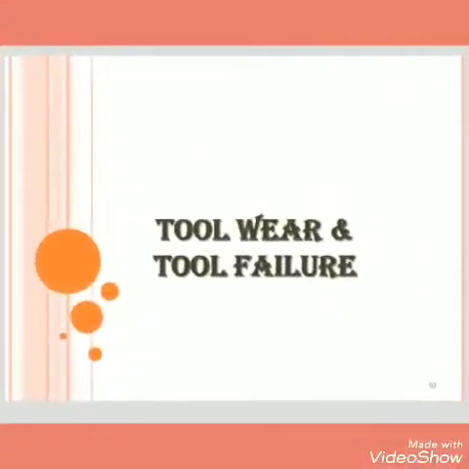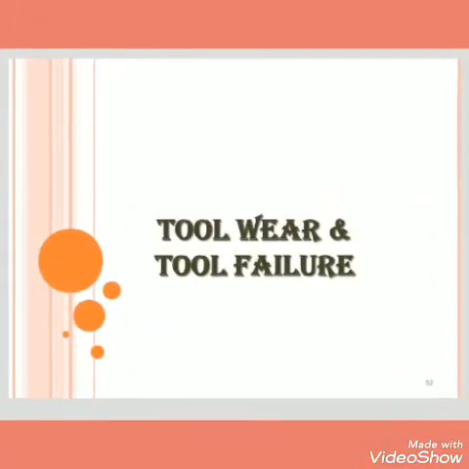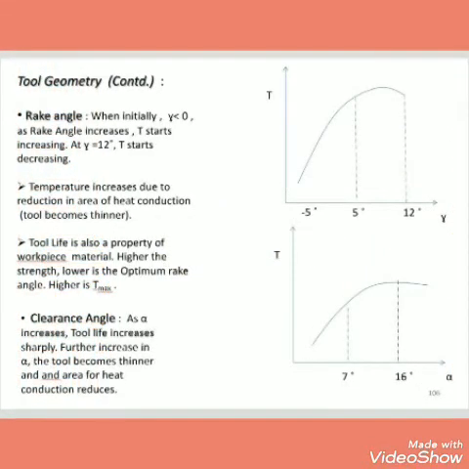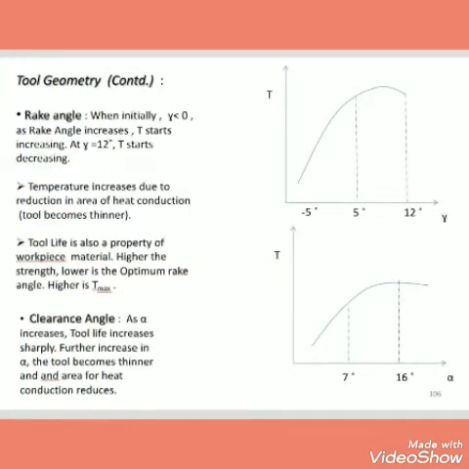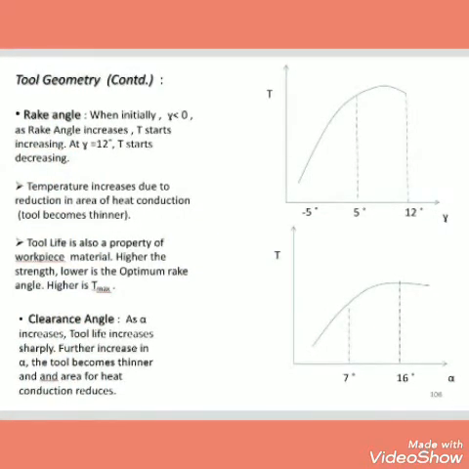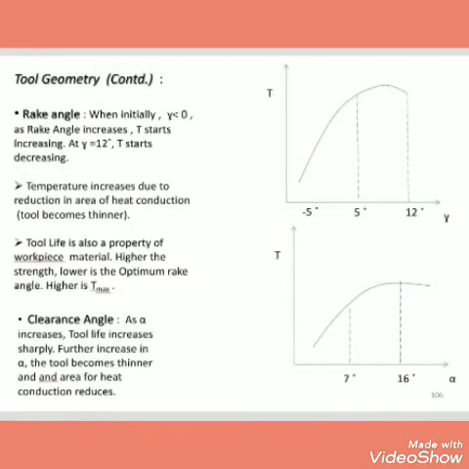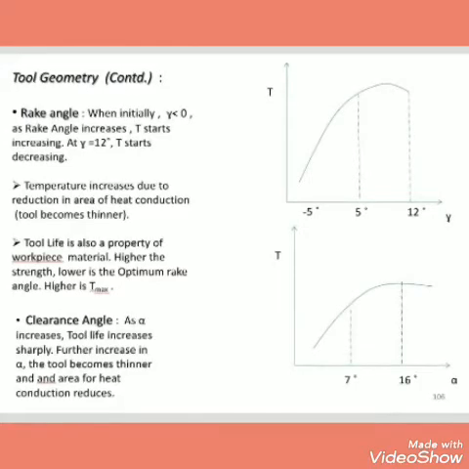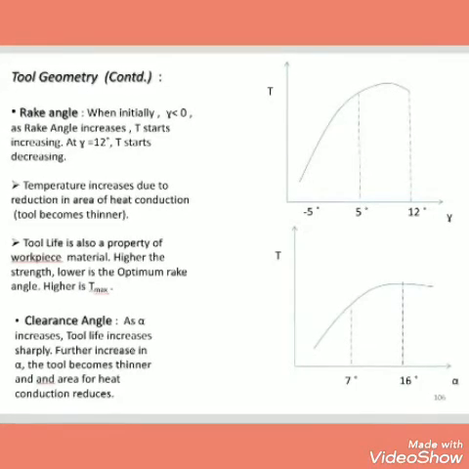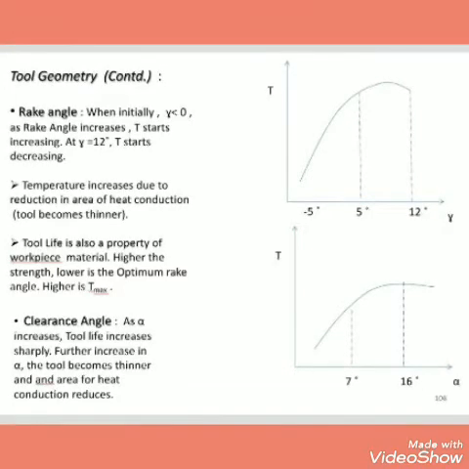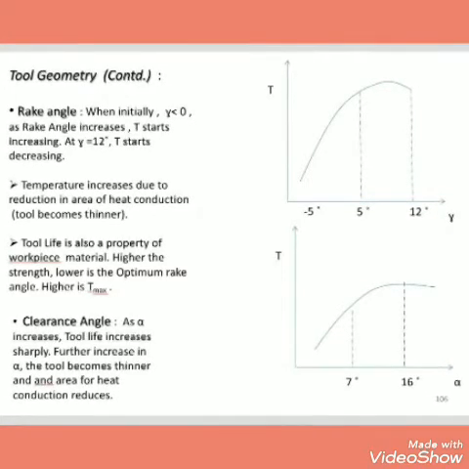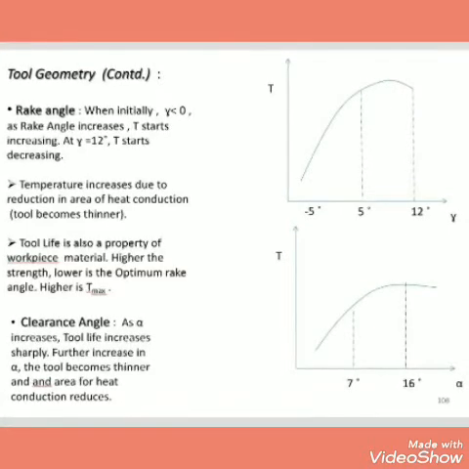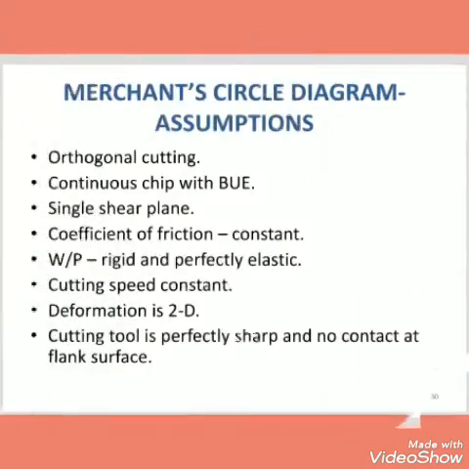The next topic is tool wear and tool failure. In the rake angle of the tool geometry, initially gamma is equal to 0, and as the rake angle increases, two types of graph are given. Tool life is also a property of the workpiece material. That is, the higher the strength, the lower the optimum rake. And as the clearance angle, denoted by alpha, increases, tool life also increases sharply.